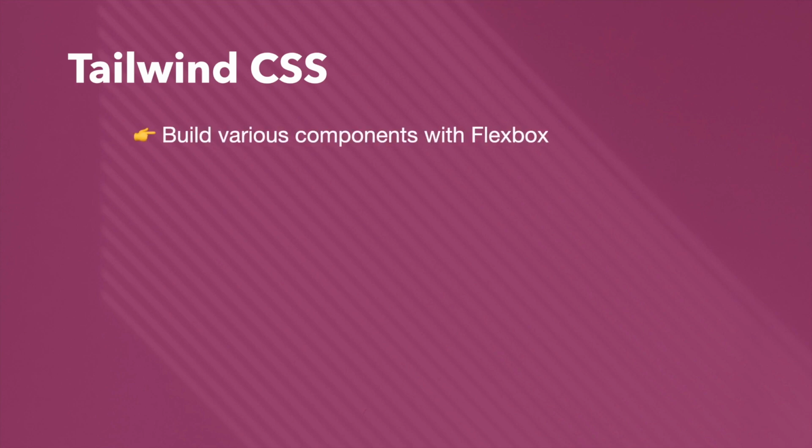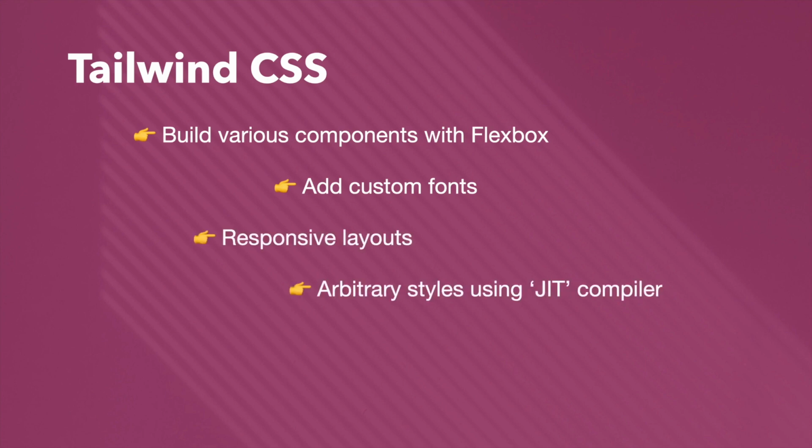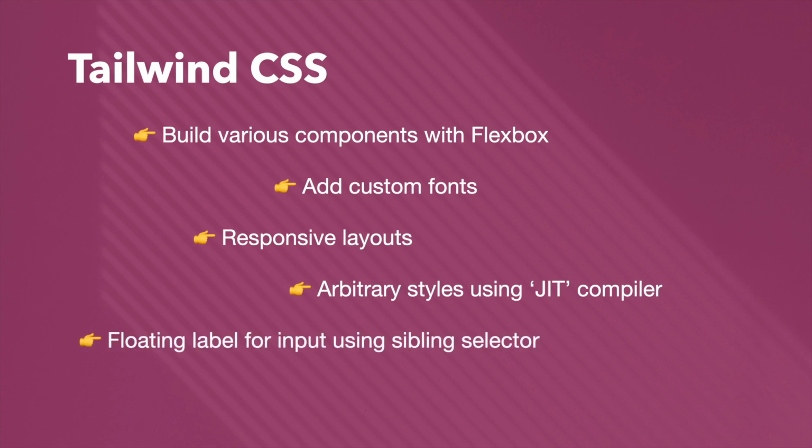Let me give you a quick summary of the things you will be learning in this video. So, with respect to Tailwind CSS, you will be learning how to build various components with Flexbox. You will learn how to add custom fonts, responsive layouts, arbitrary styles using the latest JIT compiler, and then a floating label for input using the sibling selector. This is a new one. And with respect to Alpine JS, you will learn how to build a countdown timer step by step.